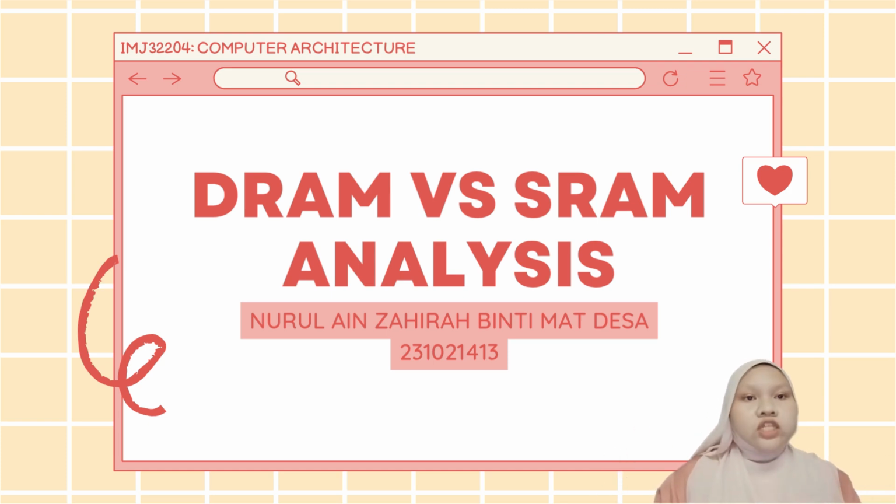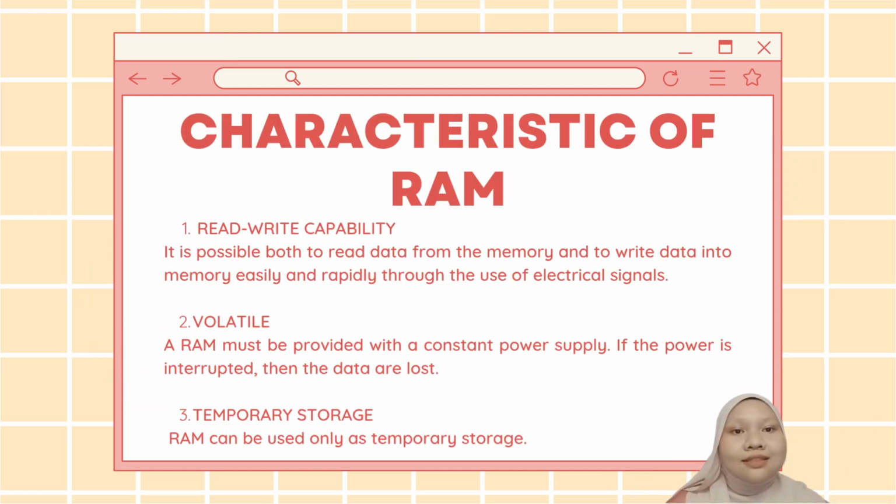Today I am going to present my media-based assignment for computer architecture, which focuses on a detailed analysis of SRAM versus DRAM. In this presentation, I will cover the main characteristics of RAM, compare both types based on specific criteria, and justify their application in modern computer systems. Let's begin with the main characteristics of semiconductor random access memory, or RAM.